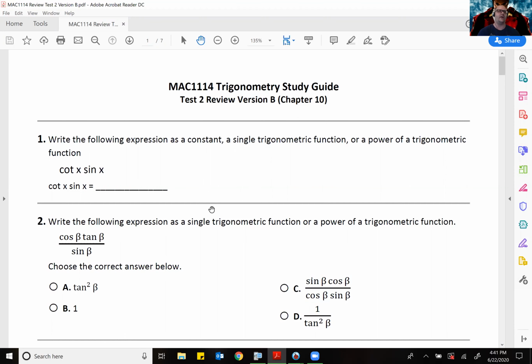If we do verifying, we want to keep it very, very simple. When you verify, it's either going to come out as a constant, which is a single number, or a single trig function like sine, cosine, or tangent, or a power of a trig function like sine squared, tangent squared, cosecant squared, things like that. They're going to come out nice and simple for us. And sometimes you'll even have the multiple choice answer right down there to see which one it is.